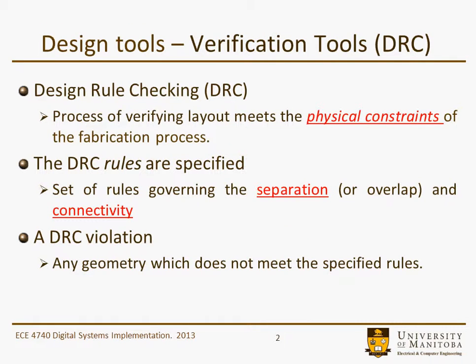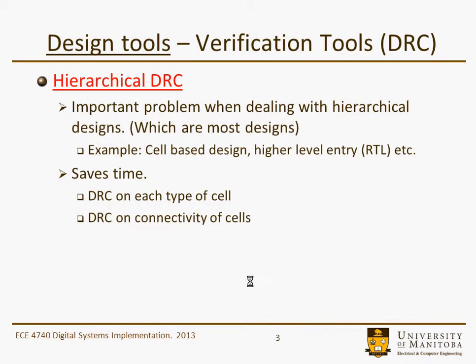So design rule checking is basically the process of verifying that your layout will meet the physical constraints of the fabrication process itself. That means that if you follow these design rules, it's very likely that your design will be fabricated and it won't encounter any issues such as two metal layers being too close together, which may have otherwise caused a short circuit, for example. So a design rule violation is a geometry that doesn't meet the specified rules of the fabrication process.